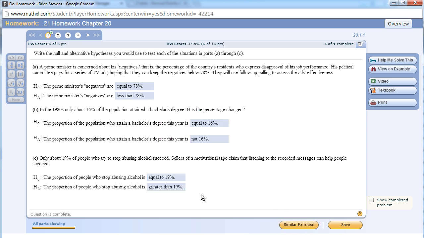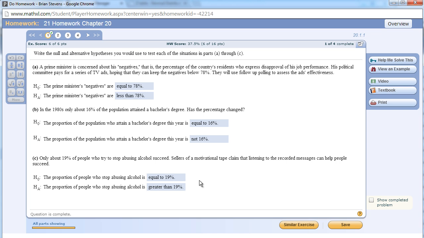Remember, the alternative is always some claim we're trying to show evidence for. If you're trying to say that some drug you're putting on the market helps people, well, that would be your alternative. My drug is better than the current drugs on the market. That is your alternative that you would need to show evidence for.